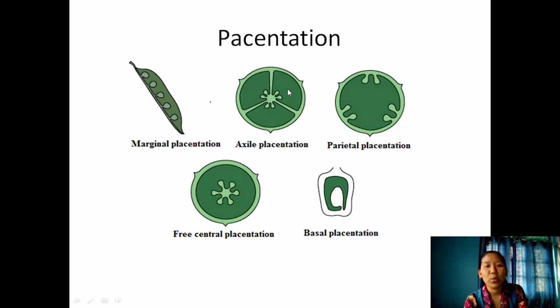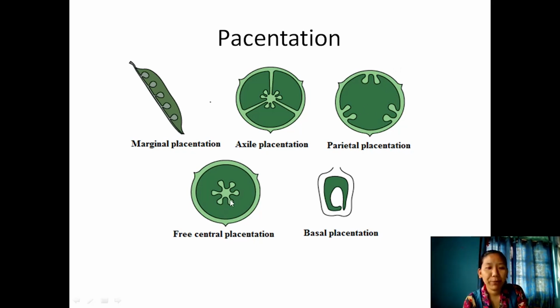Multilocular, there is more than one compartment here. Such a type of placentation is called axial placentation. In the case of parietal placentation, the ovules are attached to the peripheral region of the ovary. And sometimes it may form a false septum. Such a type of placentation you find in cucumber.